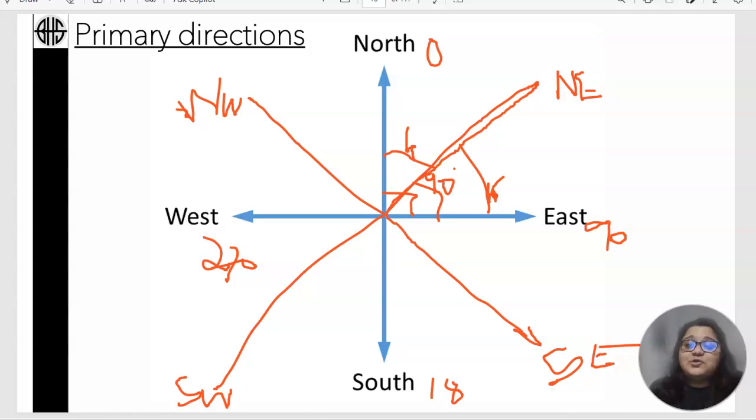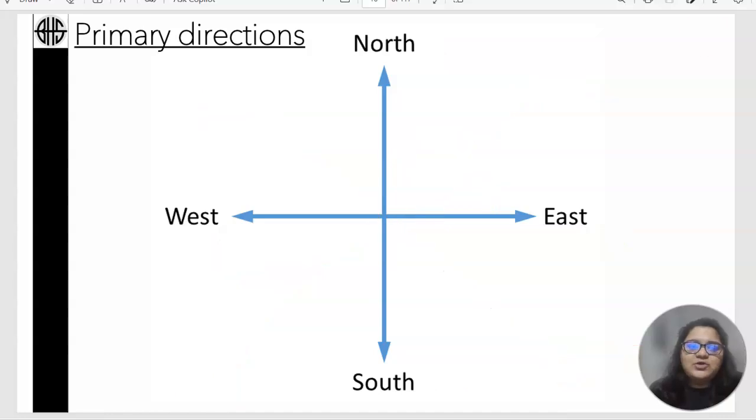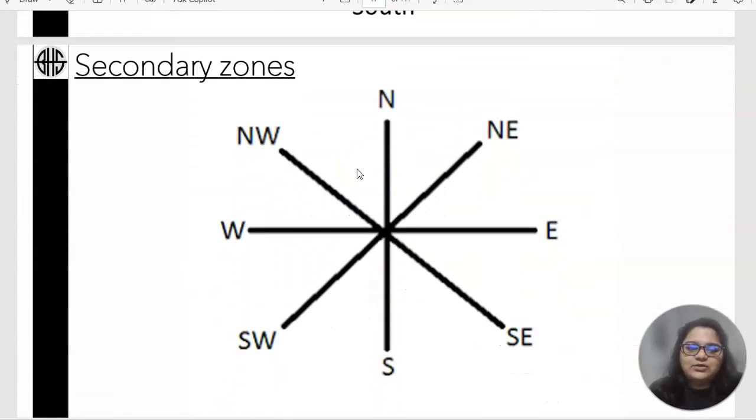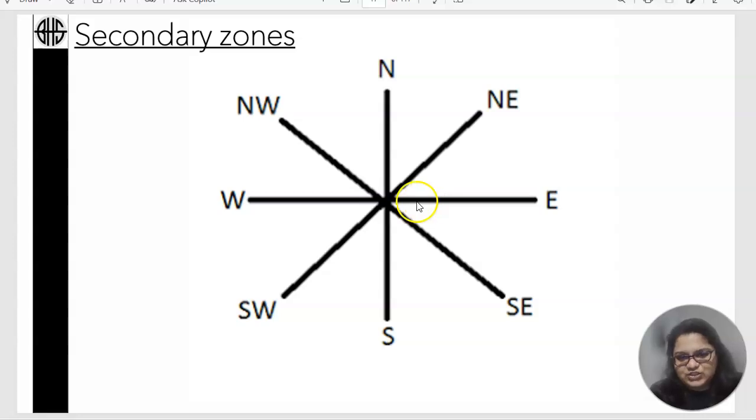Now, these become your secondary lines. So, basically, what happens is from your primary directions, you come into making it as your secondary directions. Like I said, you have a secondary northeast line, a secondary directional southeast line, a secondary directional southwest line, and a secondary directional northwest line. Correct? Now let us consider this again.